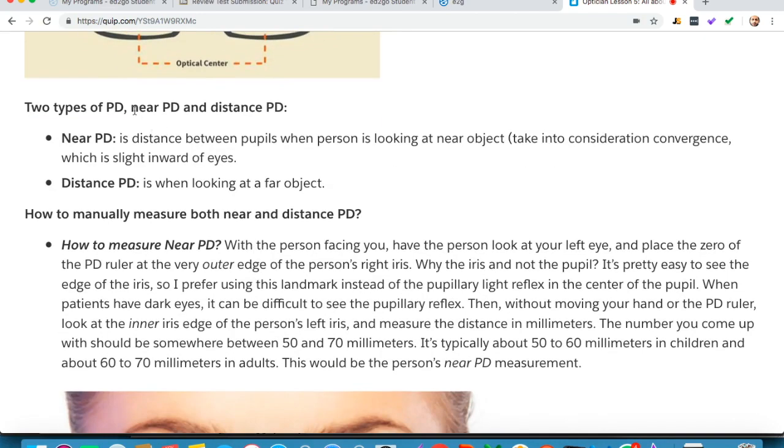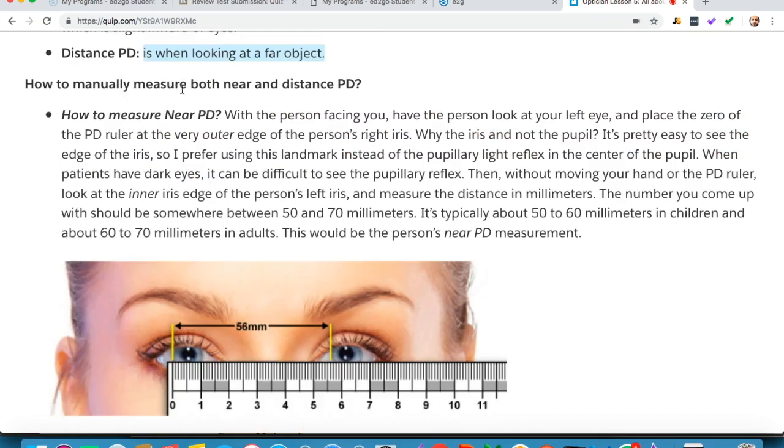Two types of PD are near PD and distance PD. Near PD is the distance between pupils when a person is looking at a near object. Take into consideration convergence, which is the slight inward turning of the eyes when a person is looking at a near object. Distance PD is when looking at a far object and measuring it. How to manually measure both near and distance PD.